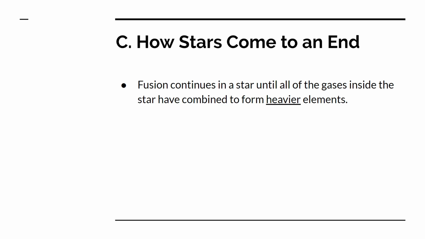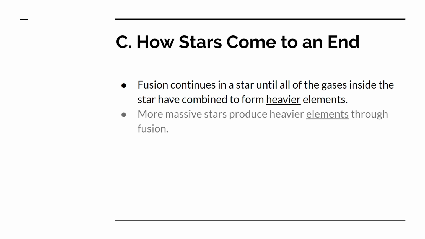So it's possible that some stars, not our sun, but some stars can get that helium and do almost the same process and squeeze helium together and make a bigger element. And then take that element and squeeze it together and make a bigger element. So fusion continues in a star until all of the gases inside the star have combined to form heavier elements. The bigger the star is, the heavier elements it gets to make. Our star is not that big, the sun is not that big, so it won't make very heavy elements.